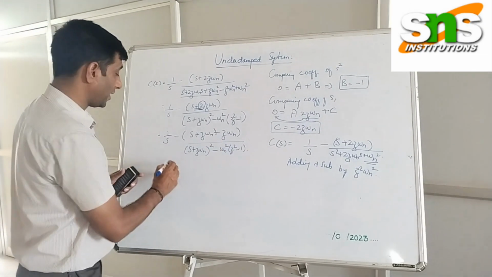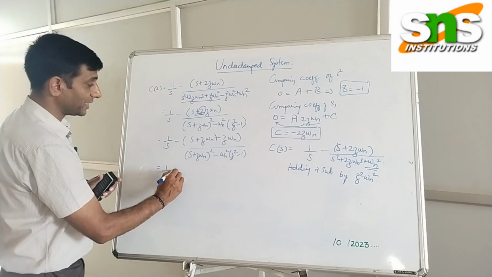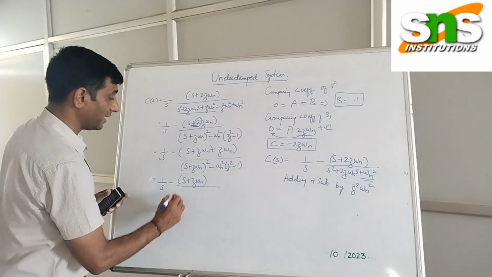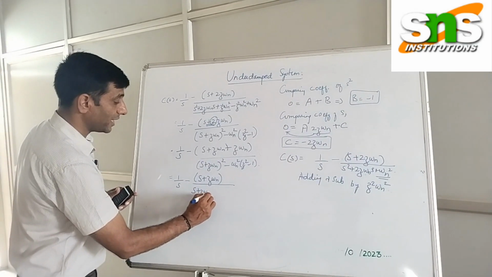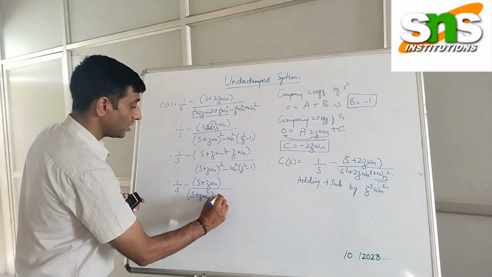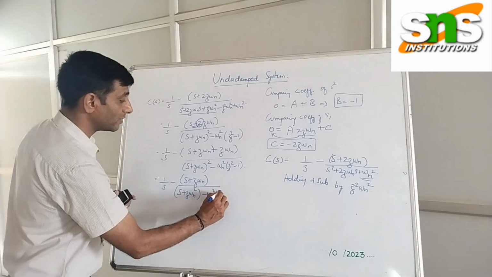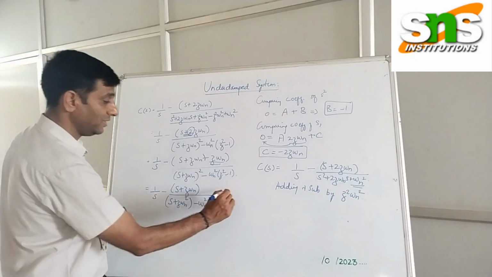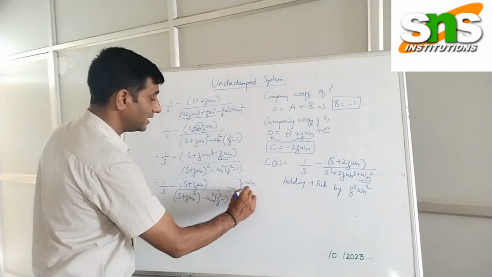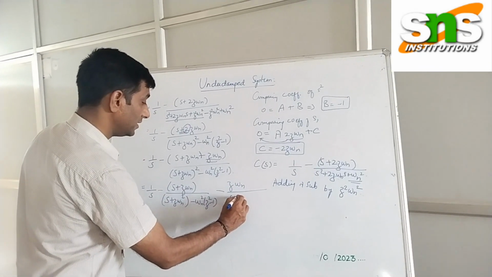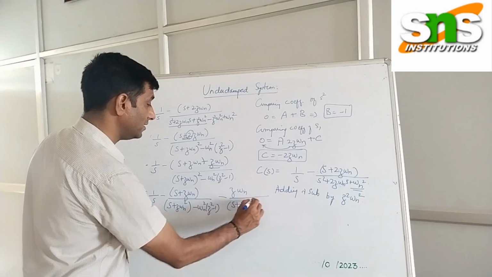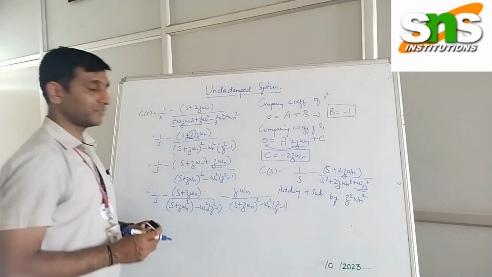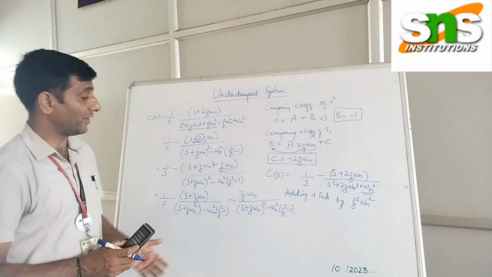We are just splitting this term and writing it as 1 divided by s minus s plus zeta omega n, this is one single term, divided by s plus zeta omega n the whole squared minus omega n squared into zeta squared minus 1. And then we have the remaining one, which is minus, because minus is common, zeta omega n divided by s plus zeta omega n the whole squared minus omega n squared into zeta squared minus 1. Then we have to simplify this equation.